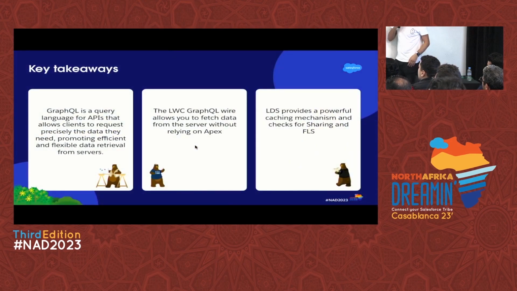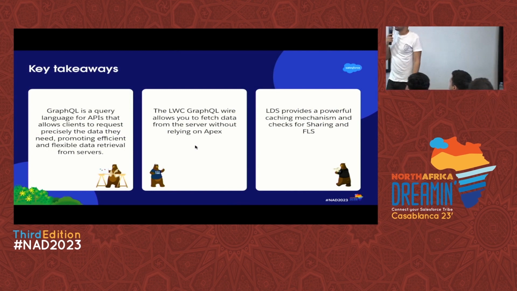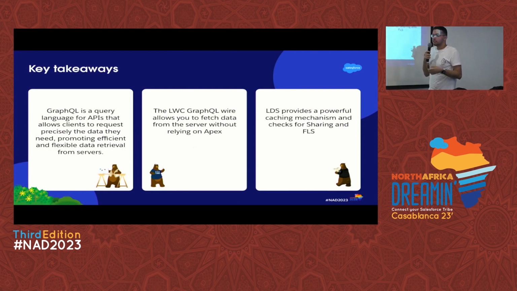Some key takeaways from this presentation: GraphQL is a query language that allows your client to request the data they need. The second talking point is that the LWC GraphQL wire allows you to fetch your records directly from the database without having to rely on an Apex controller. Finally, Lightning Data Service, which is a fascinating framework, provides you with a powerful caching mechanism, and it also checks for sharing and field-level security.